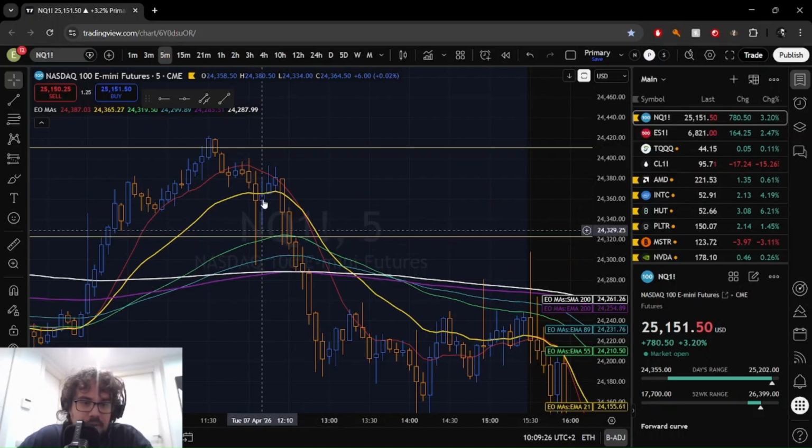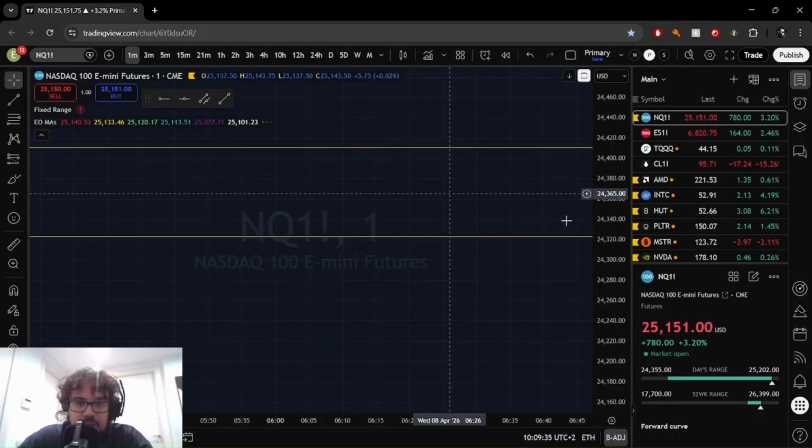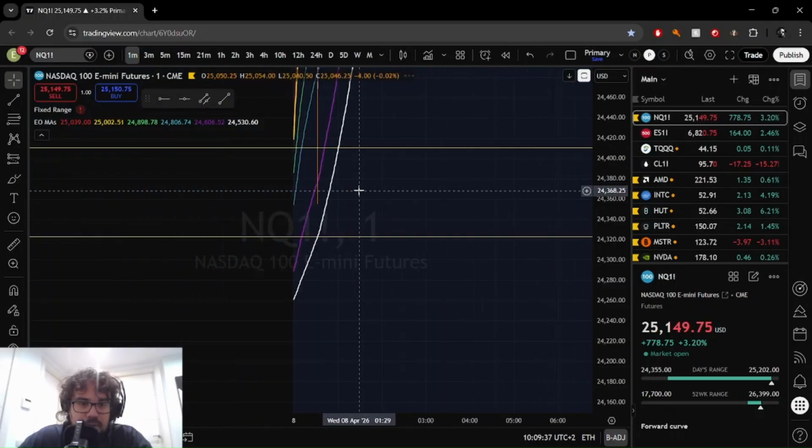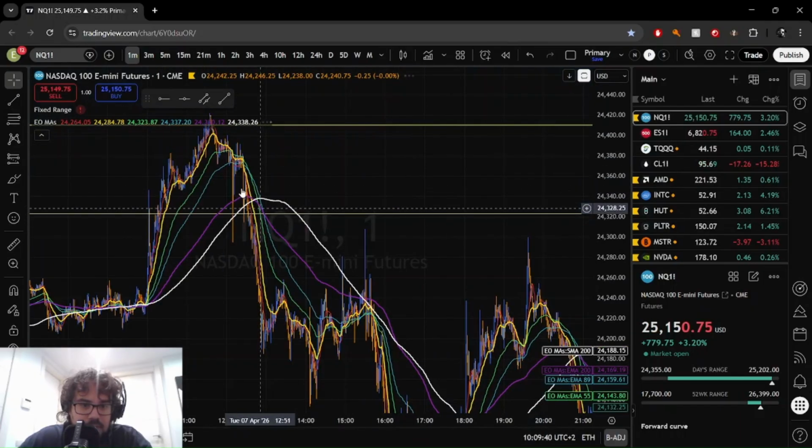So it comes back down. Usually you take it if it gives you a chance on a lower time frame of 21, like for example here it did, which is what I took. Let me go back to the 1 minute. Here it is.